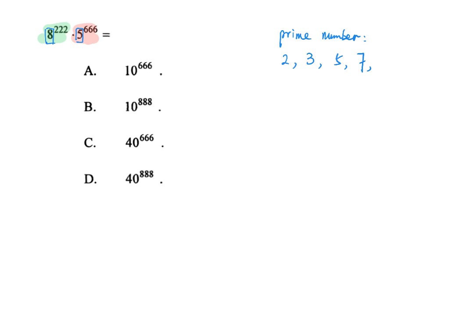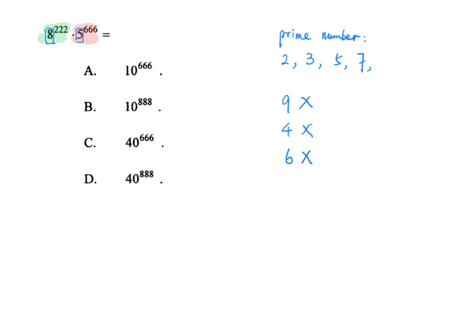9 is not a prime number because 9 has factors 1, 3, and 9, more than 2 factors. So this is not a prime number. 4 is not a prime number because 4 has the factors 1, 2, and 4. 6 is not a prime number because 6 has 4 factors: 1, 2, 3, and 6.